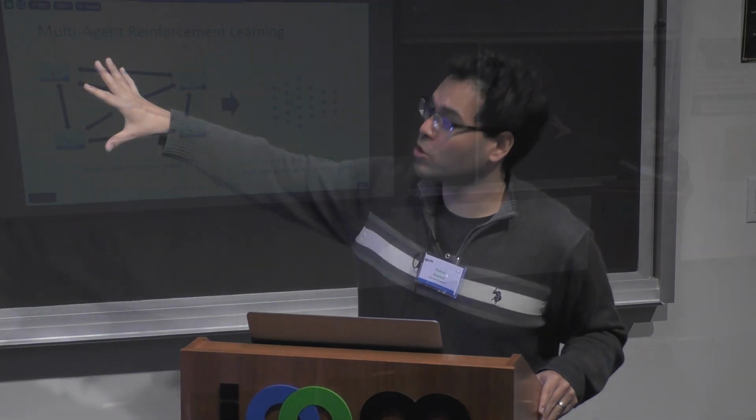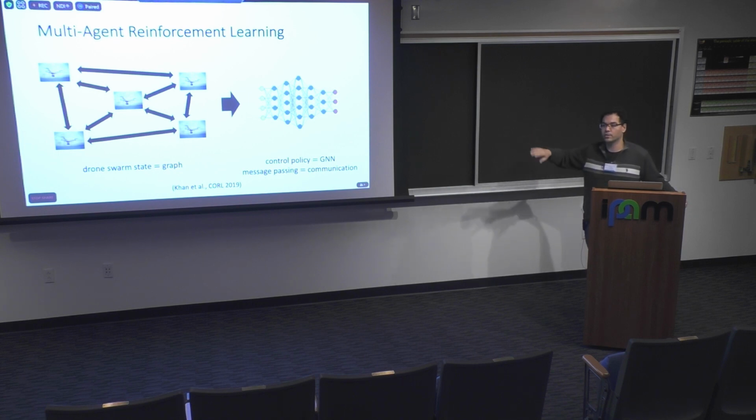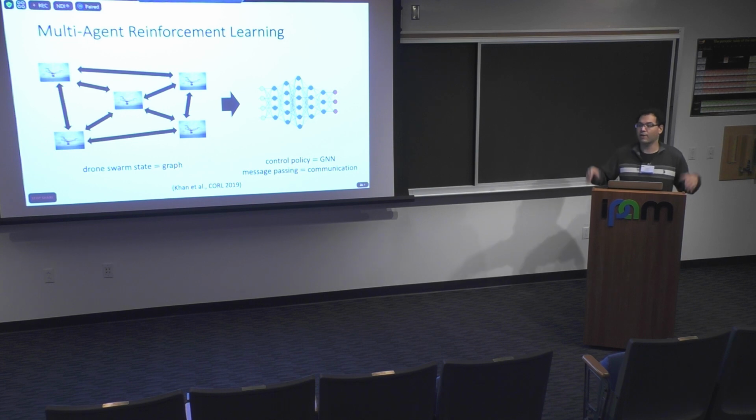But here, the structure of the graph has to be fixed by the human. So when you're designing this approach, you say, okay, each agent is going to have 5 neighbors, and that's how we're going to solve the problem.